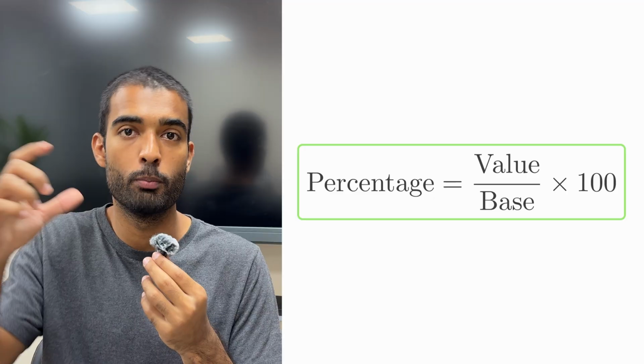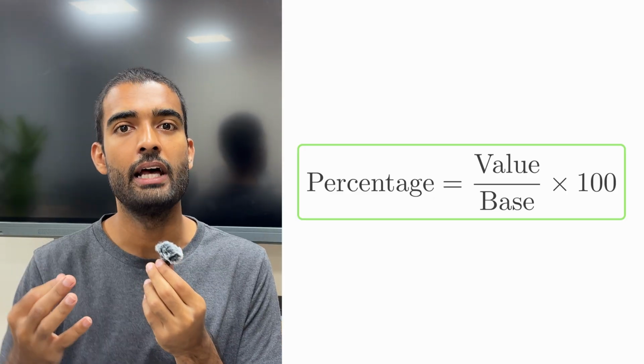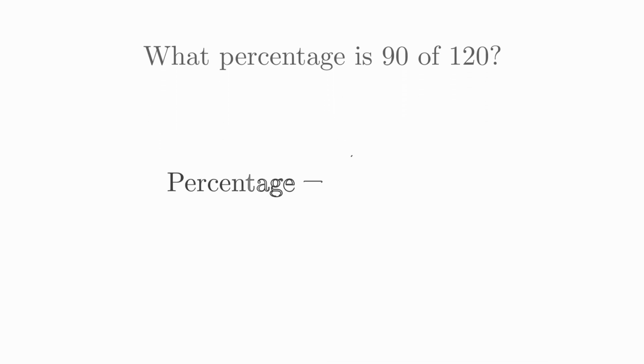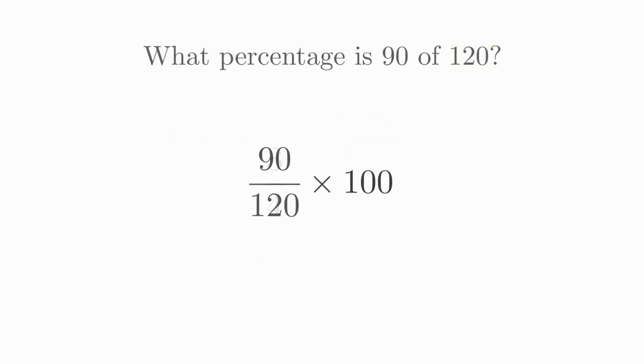Now coming to the last part, how to compute the percentage. And I recommend students to just learn one simple thing. Percentage is nothing but some value by some base times 100. And that is it. So the example that we are going to take is, what percentage is 90 of 120? While computing what percentage is 90 of 120, the value is actually 90, and the base is going to be 120. Which is nothing but 3 by 4 and it comes out to be 75%.